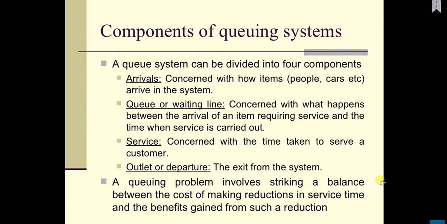A queue system can be divided into four components. First, the arrival of the customer, concerned with how items arrive in the system: the people, the customers, the cars, the products, all are considered under arrivals. Second, the queue or waiting line, concerned with what happens between the arrival of an item requiring service and the time when service is carried out. A waiting line can be considered for the customer as well.